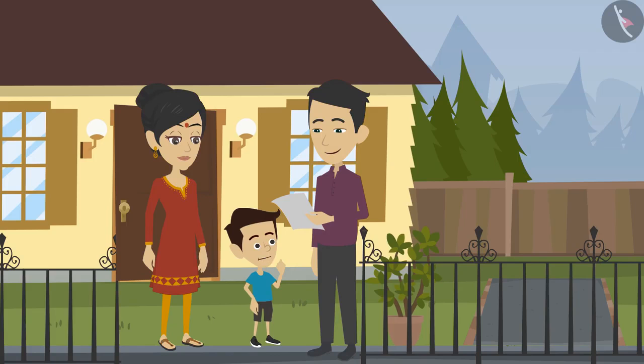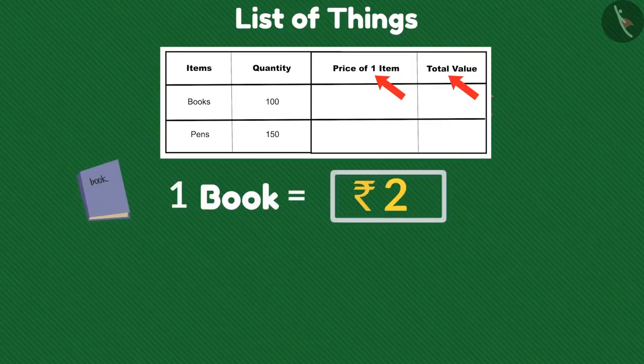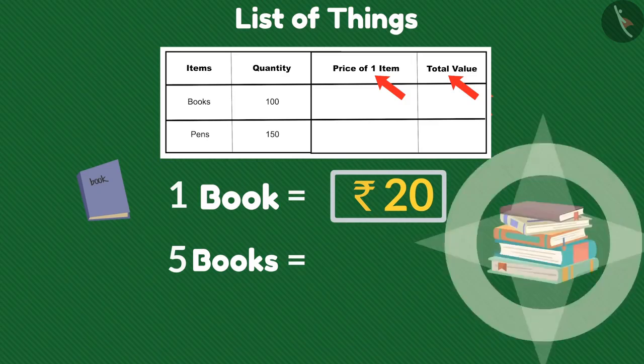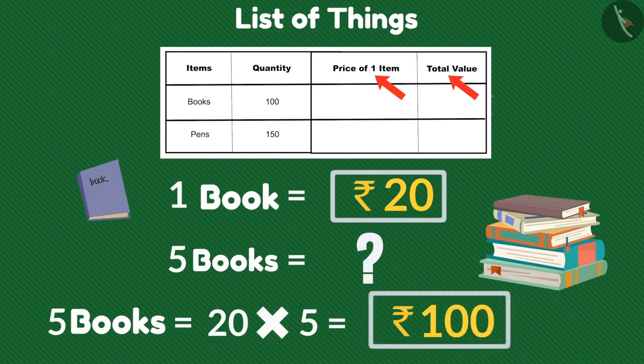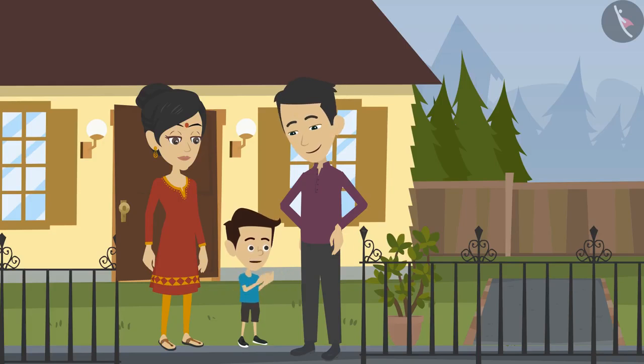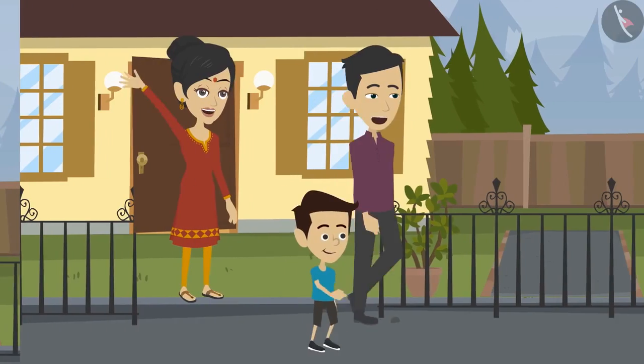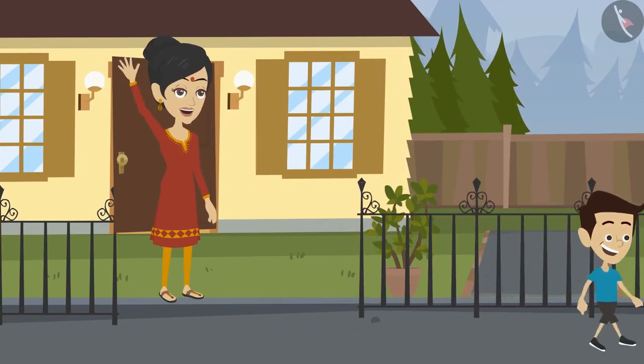How is that, Dad? Suppose one book costs rupees 20 and I want to buy 5 in total. Then how much money is required to buy the books? 20 multiplied by 5, that is 100 rupees. Oh wow, Dad! Come on, let us go and buy things and see how much money do we really need.